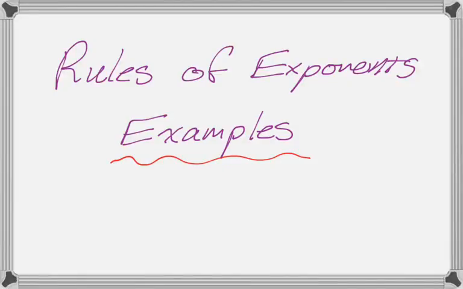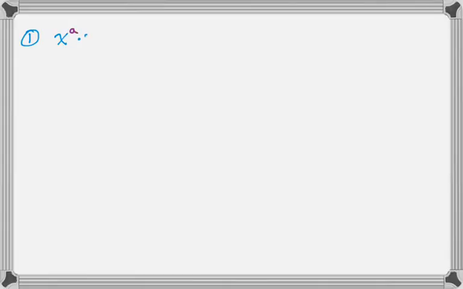Okay, in this video we're going to talk about the rules of exponents and do a bunch of examples. So the first thing we've got to do is know all of the rules. The first rule is if we have the same base and we're multiplying, so we have x to the a times x to the b, what you're going to end up doing is adding the exponents, so that's x to the a plus b.